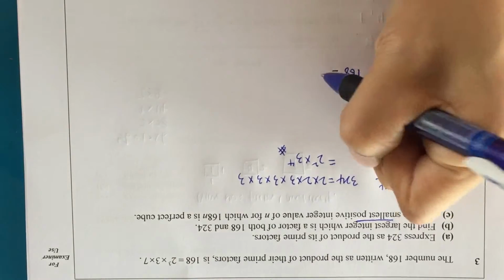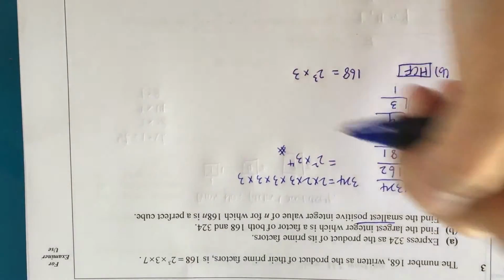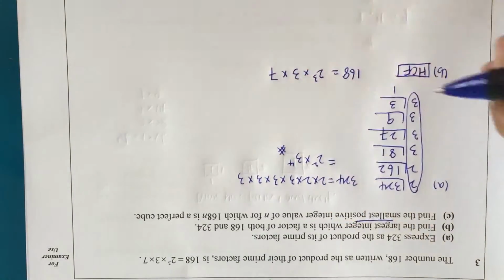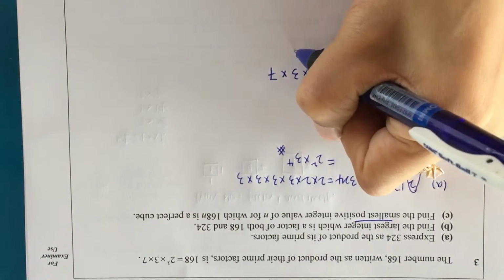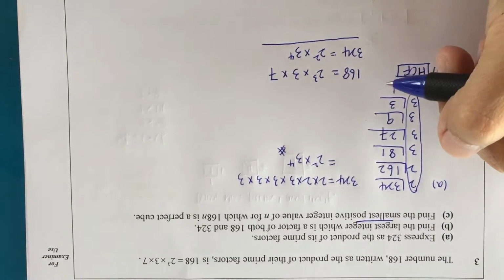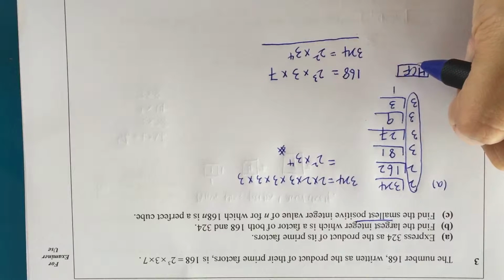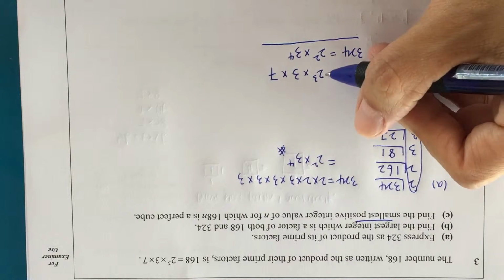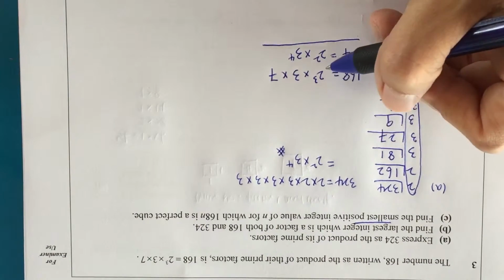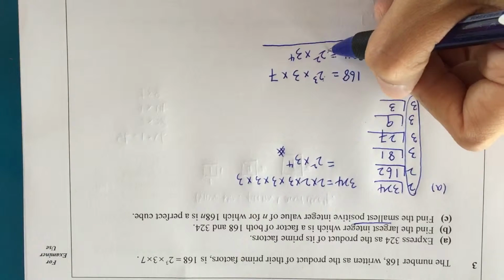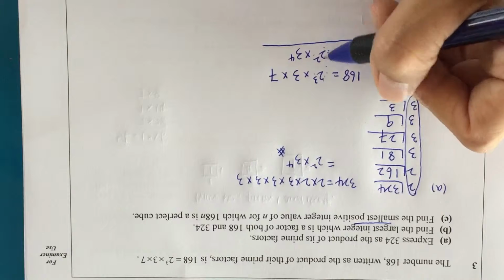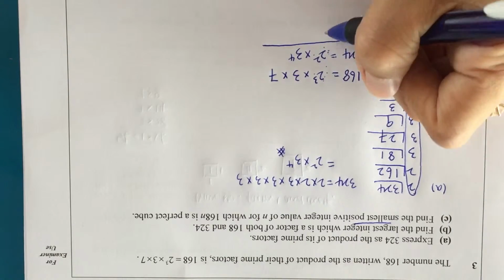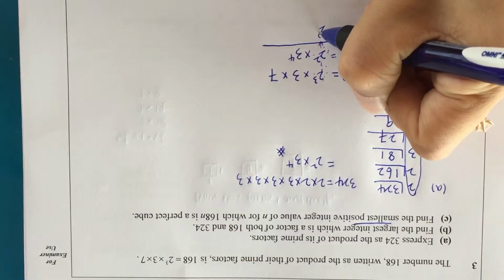So 168 is 2 cubed times 3 times 7. Okay, and 324 is 2 squared times 3 to the power of 4. So I want to find the highest number that is common between these two numbers, and it can divide both the numbers. So I will pick the number that is common for both. So in this case, I have 3 of this 2 and I have 2 of this 2. So here, what is common is 2 squared. So I'll bring it down, 2 squared.